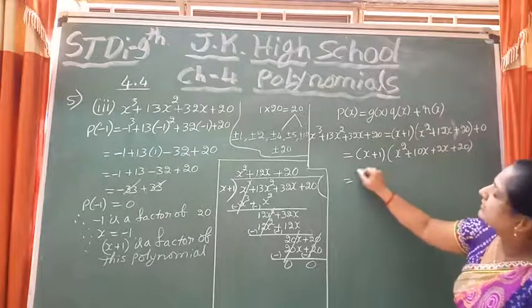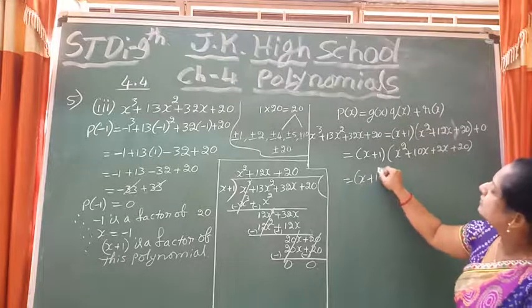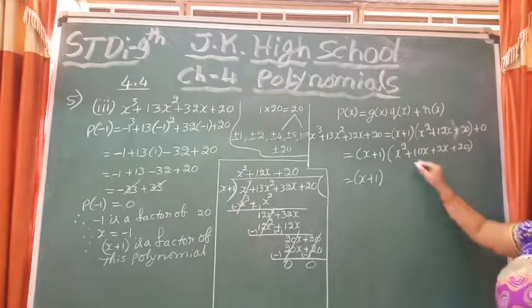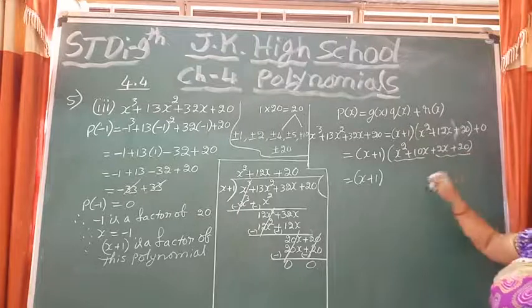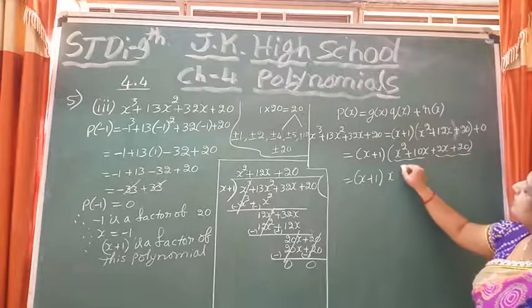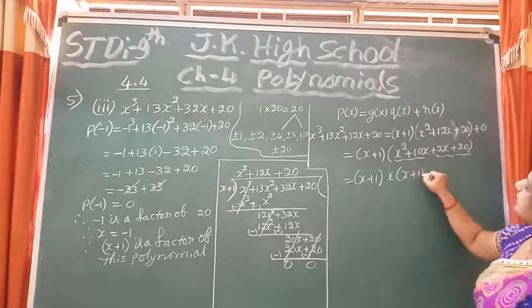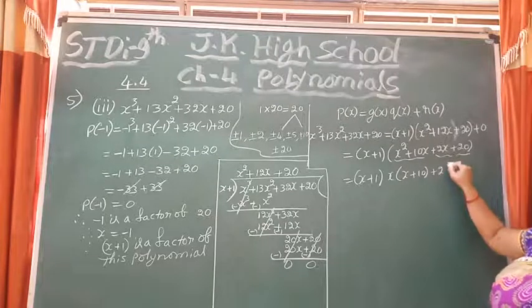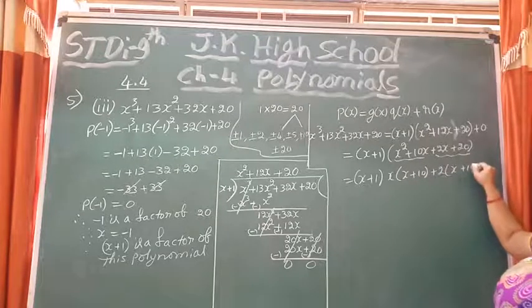We got one of the factors already. The remaining two factors we get from these two terms, by grouping. Take 1x common, x plus 10. Here take 2 common, x plus 10.